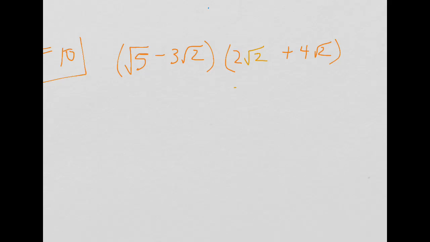Okay. So if we want to use FOIL, if you want to call it that, that's fine. You multiply the two first numbers together, so that's the square root of 5 times 2 root 2.